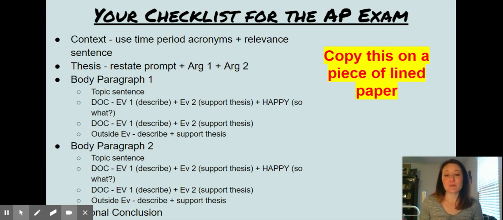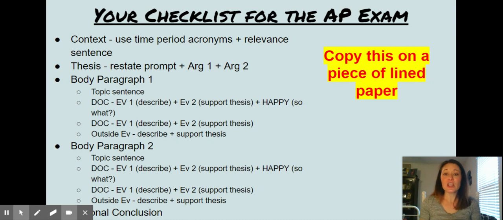For one of the documents in this paragraph, I'm going to do happy. I'm going to pick one of the sourcing methods and explain the so what behind that information. For the second document in that paragraph, I'm going to do evidence 1 and evidence 2. I don't have to do happy again. Finally, I'm going to wrap up this paragraph with a piece of outside evidence. I'm going to describe the outside evidence and I'm going to show my reader how it supports my thesis.